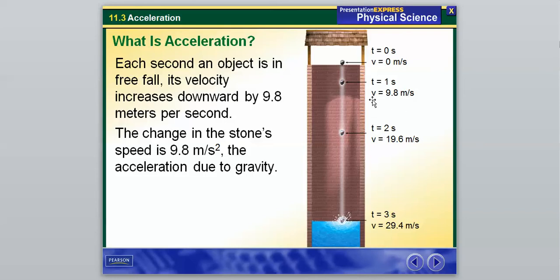And then after 2 seconds, its velocity is now 19.6 meters per second. And I'm no math major, but I bet if we took 9.8 times 2, that's the answer we would get right there. And then after 3 seconds, we are now at 29.4 meters per second. Again, because that is how fast the stone is falling.